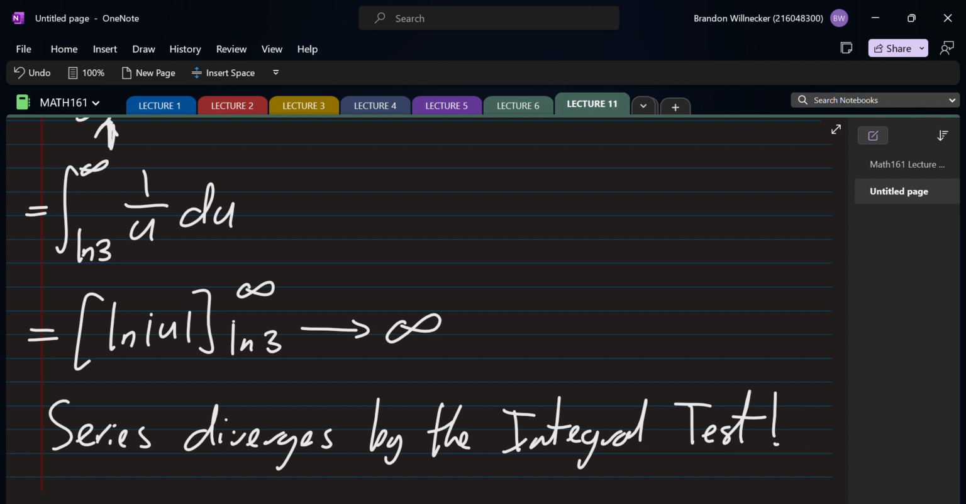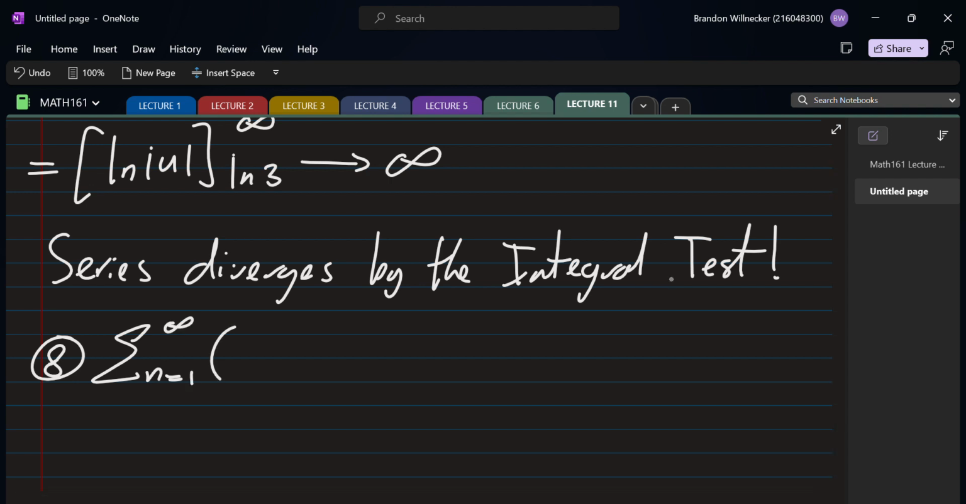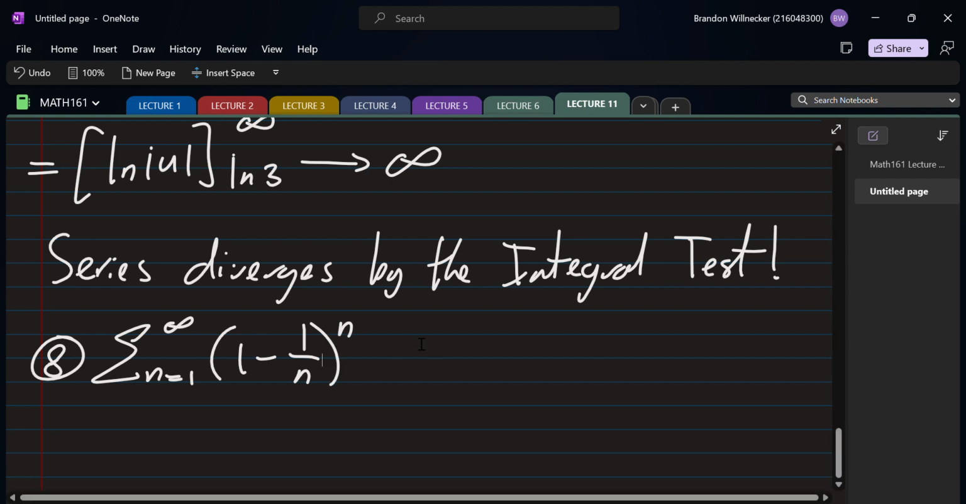Okay, a few more to go through. Let's look at number 8. So here we have the sum, n goes from 1 to infinity, of 1 minus 1 over n, to the n. Okay, so we did see this previously.